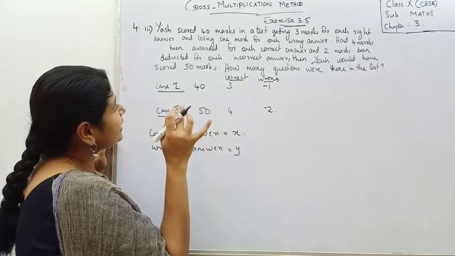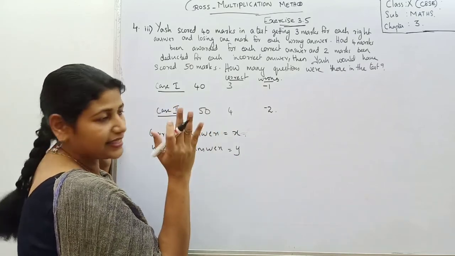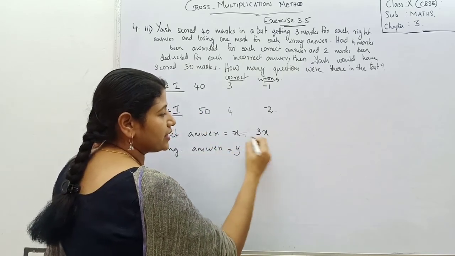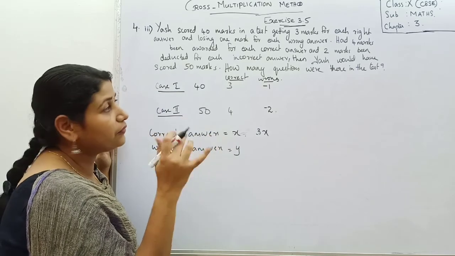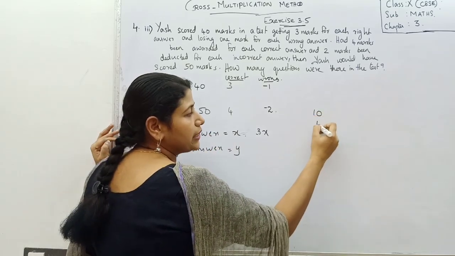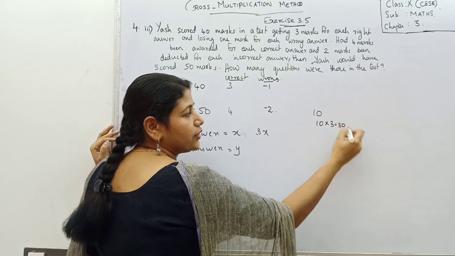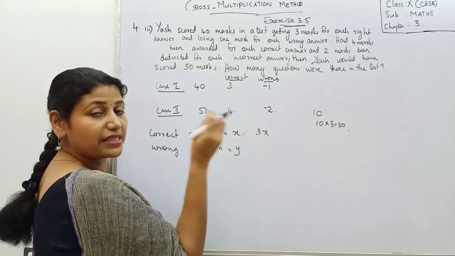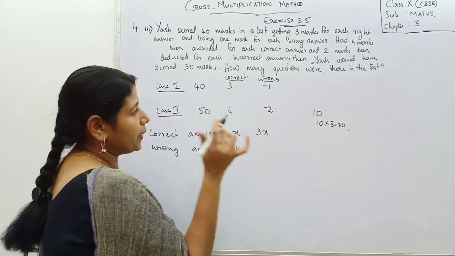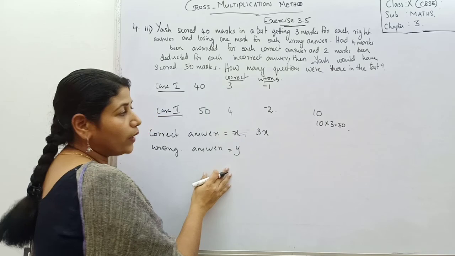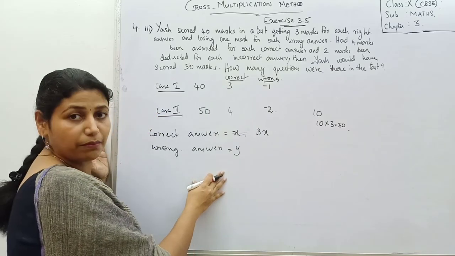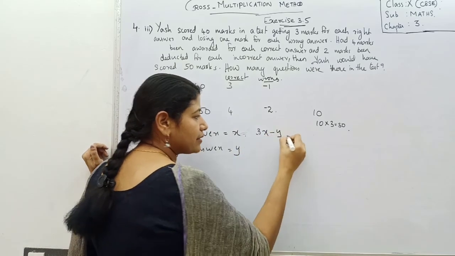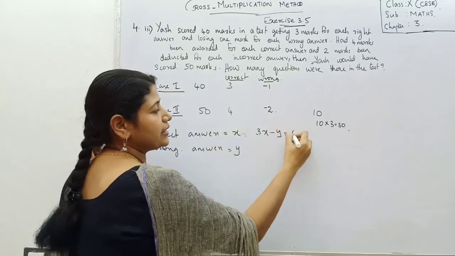In the first case, he got x correct answers, so he must get 3 into x marks, isn't it? If he had 10 correct answers, then he will get 10 into 3, which is 30. So in the first case, that means 3x marks. And what about the wrong one? If he got y wrong answers, then he would be deducted y marks from the given marks. So that will be 3x minus y, and the total mark from the first case is 40.